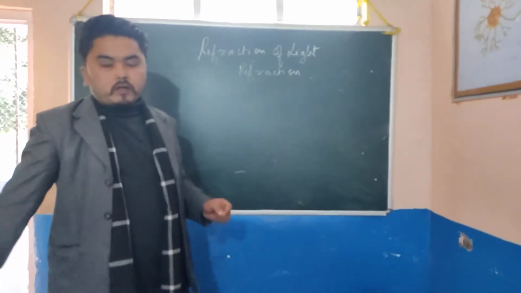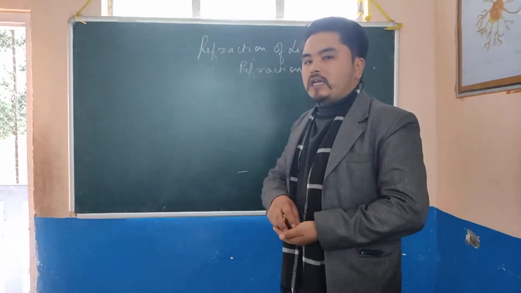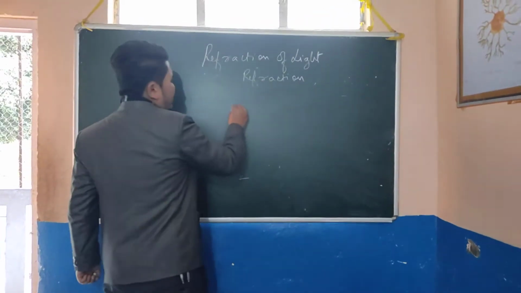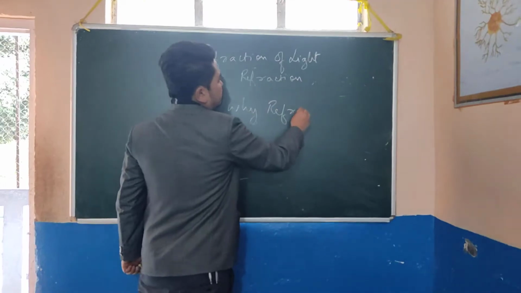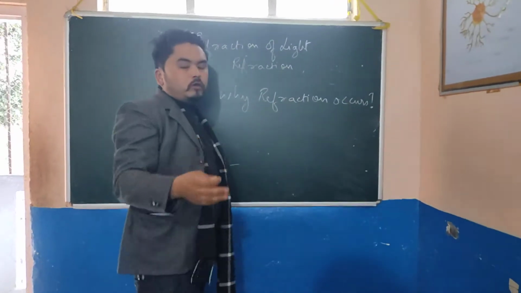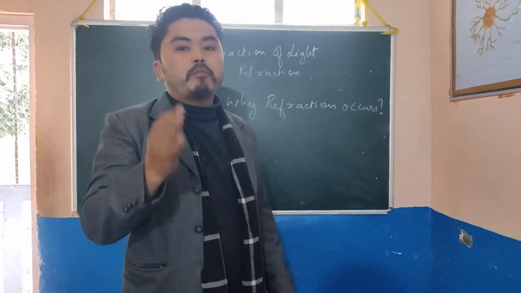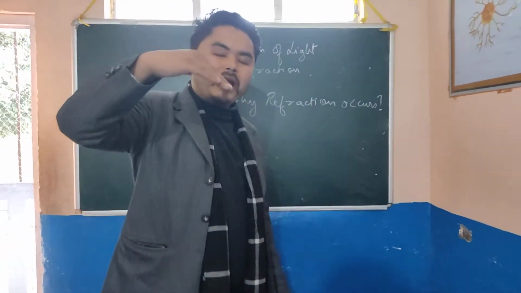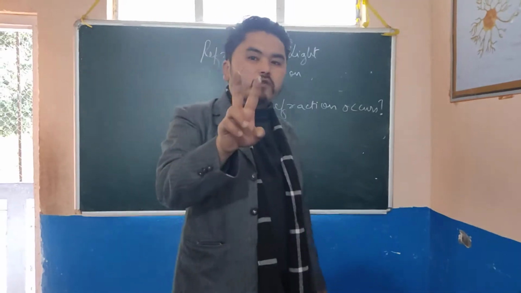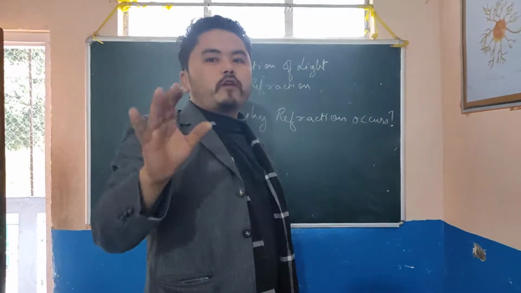Last time when we were doing refraction, you came to know refraction is the bending of light when it is passing from one medium to another medium. My point is why refraction occurs. That means why does the ray of light bend? A ray of light is traveling, so why does it bend when it enters another medium? It will bend either towards the normal or away from the normal. So why does this phenomenon happen?